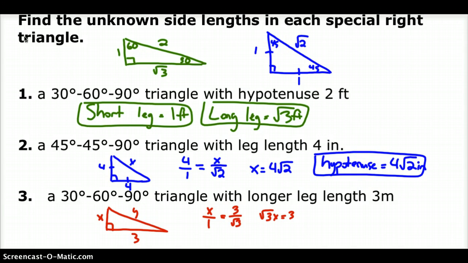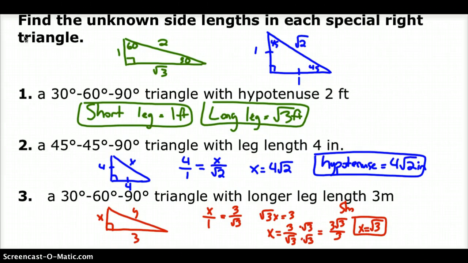I then have to divide both sides by radical 3, so I get x equals 3 over radical 3. And now I have to go through that process of rationalizing the denominator. So I'm going to multiply both the top and the bottom by radical 3. This will now give me 3 times radical 3 over 3. When I simplify, I can see that my final answer will just be x equals radical 3. So that would be, again, the shorter leg.